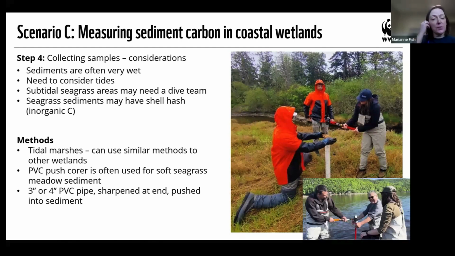So in terms of collecting samples, similarly to what Cal was just saying, sediments are likely to be very wet. You need to consider the tides, but the sediments are going to be wet anyway. So one of the key things is making sure once you've collected the samples that you keep those cores upright, so you're not mixing the sediments. And that's particularly important if you want to look at the dating, the date of the sediment profile. So how old the sediment is in different layers of that sediment profile.